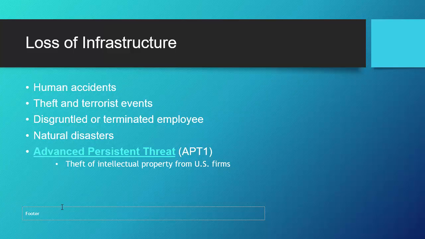There's also something called an advanced persistent threat. This might be a group of individuals that are located anywhere in the world. This example of APT1 was based in Shanghai, and they were stealing information from U.S. firms. So the U.S. Department of Justice actually indicted these individuals. And so you may have something like that happen to your company.